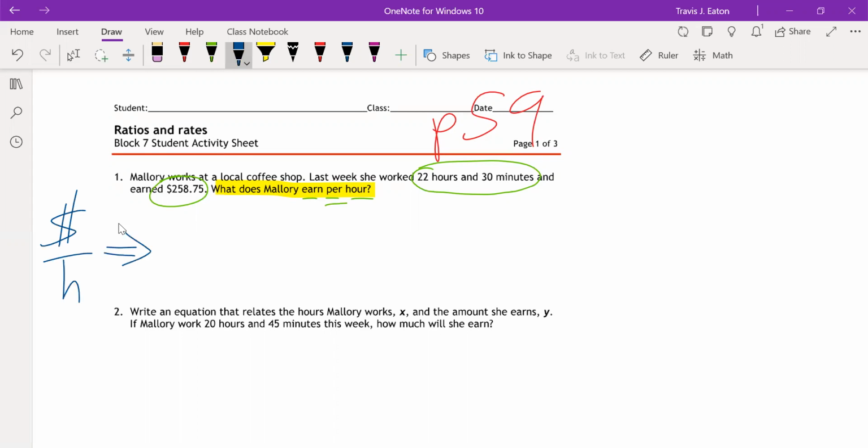Now, let's think about this. This says that she worked 22 hours and 30 minutes. We need to convert that to just hours. We know how much money she made. She made $258.75, and 22 hours, 30 minutes. We need to convert that into just hours. So what would that be in just hours?